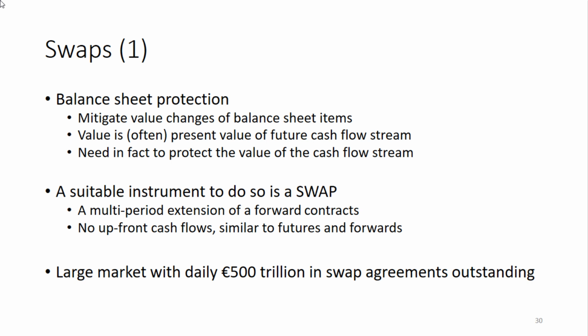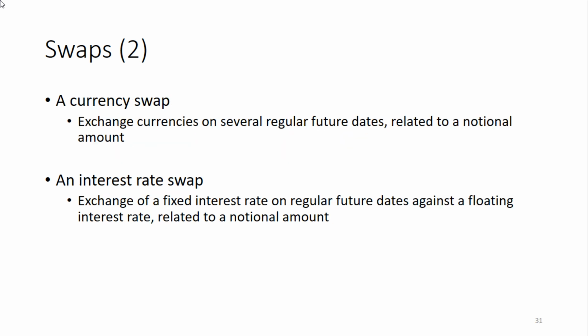It's a very large market, the swap market, because a lot of financial institutions have balance sheet uncertainty, so they have to deal with long-term asset cash flows and long-term liability cash flow streams. So they need to mitigate the risk in the uncertainty of those future cash flows. I already mentioned it: the two most important swaps that apply are a currency swap and an interest rate swap.